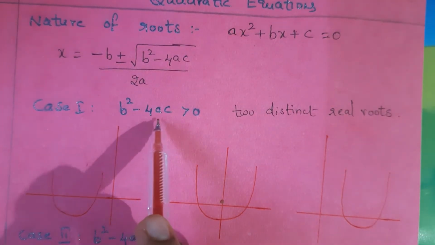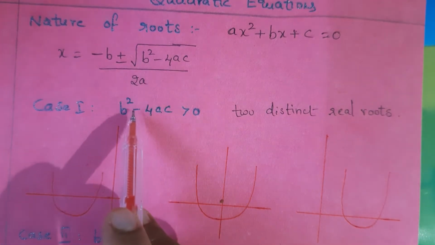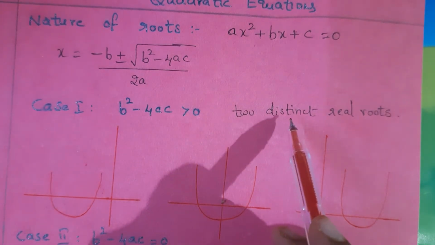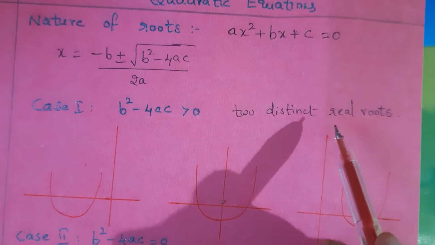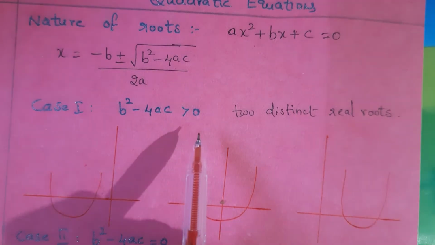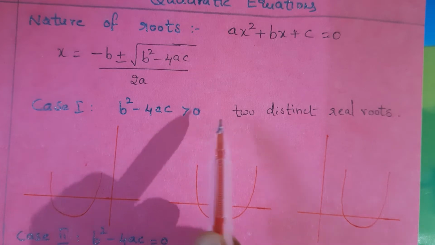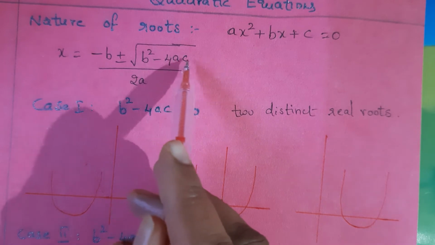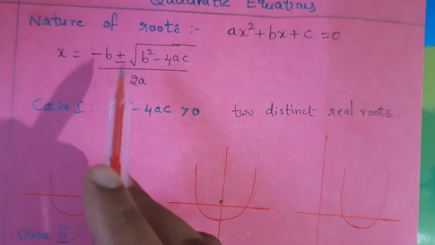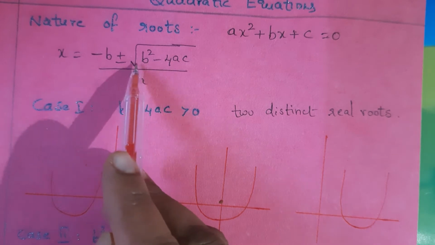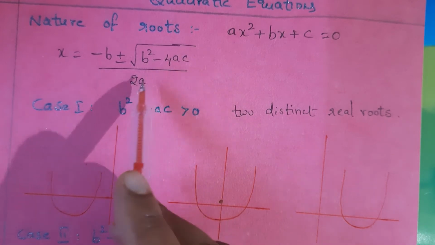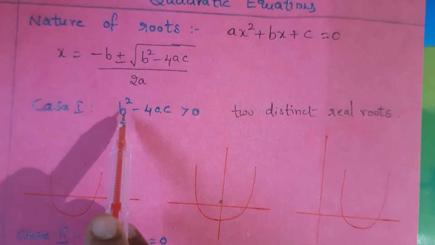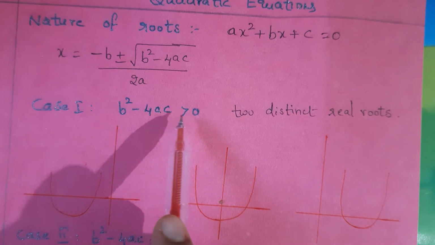b² - 4ac. This is the term. If it is greater than 0, then the roots are two distinct real roots. The two distinct real roots are (-b + √(b² - 4ac)) / 2a, and the second root (-b - √(b² - 4ac)) / 2a. So these are the two distinct real roots in the case of b² - 4ac greater than 0.